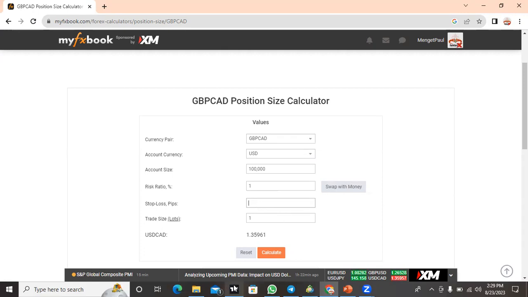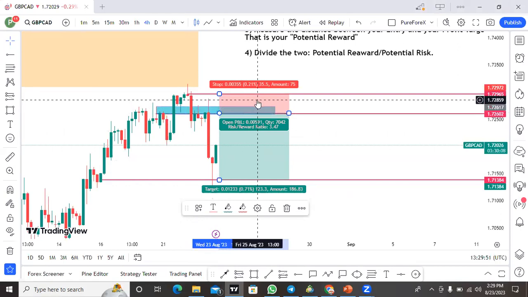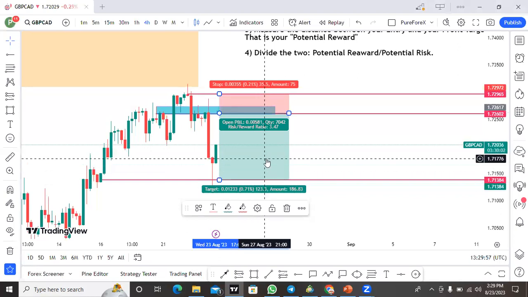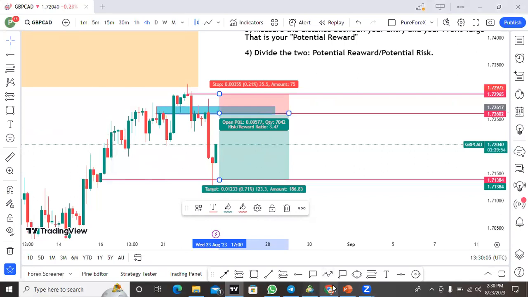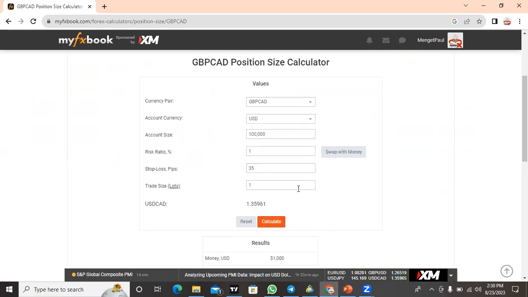So let's go back to our setup. This is the setup, and our stop loss is 35 pips. We are risking a 35 pip stop loss to gain 123 pips. This is a very, very good risk to reward ratio. So now let's put our stop loss, 35 pips. We go back to the position size calculator, put 35 pips, then click calculate.